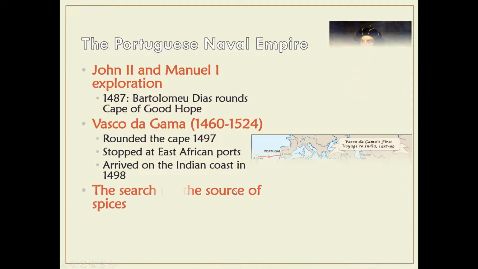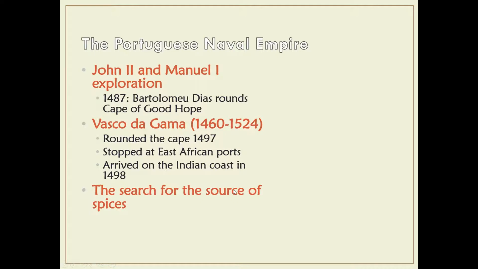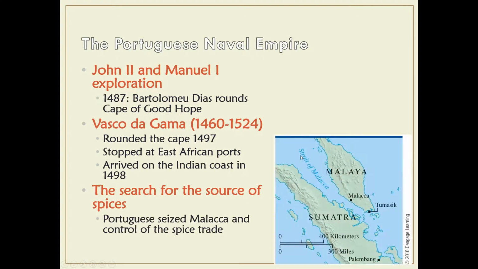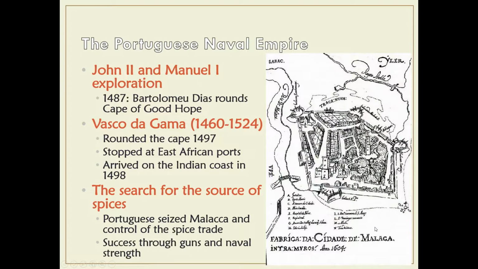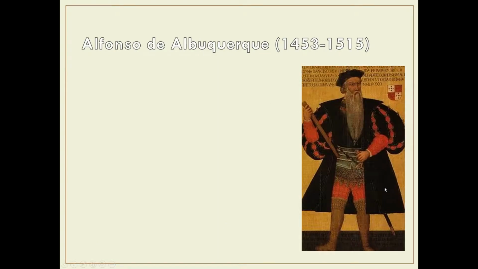So this was all in the search for the source of spices, and eventually the Portuguese are going to take Malacca here in Malaysia. That will basically get them the control of the spice trade. And the reason the Portuguese were able to succeed was mainly because of their guns and the strength of their naval forces. And these naval forces were mostly led by Alfonso de Albuquerque.